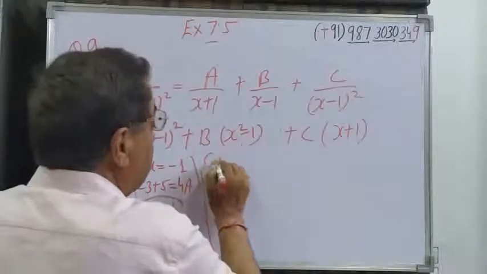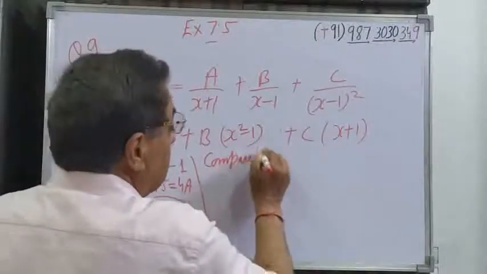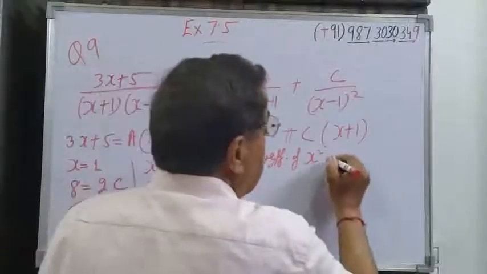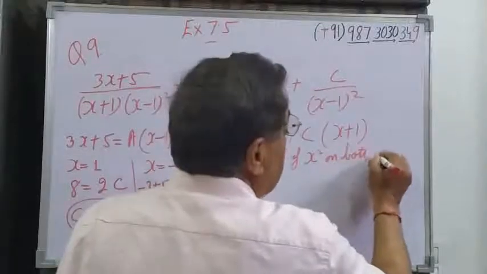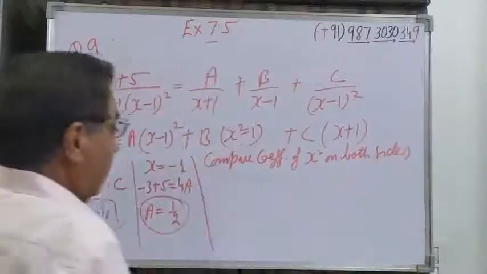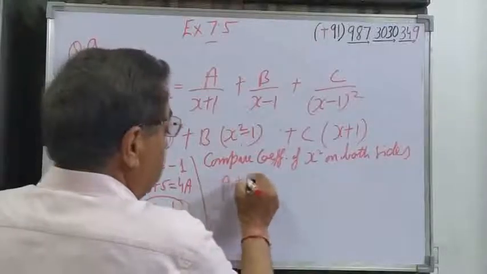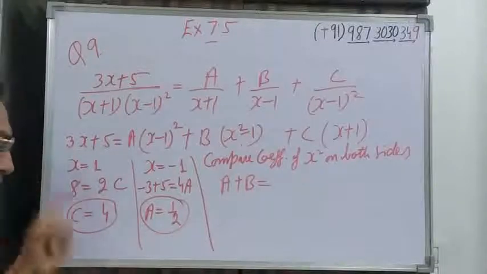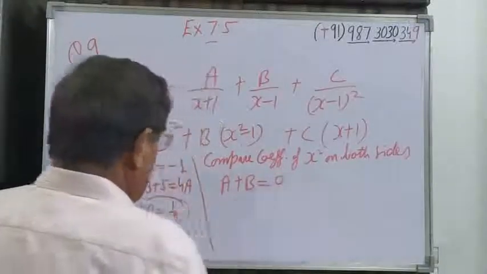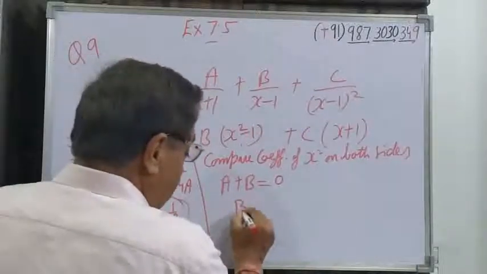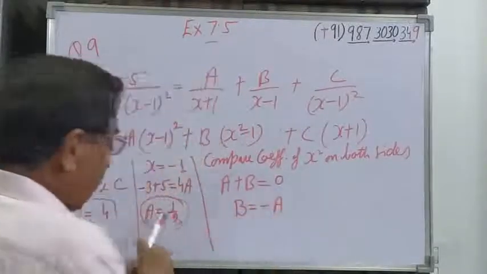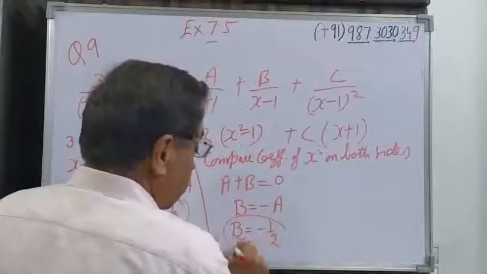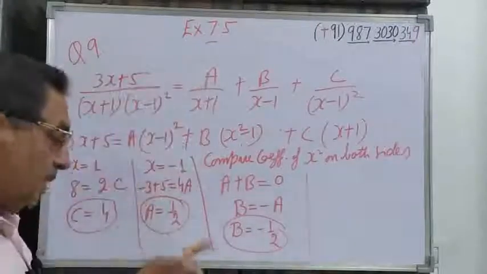Now compare the coefficients of x square on both sides. I get a plus b, and there is no term of x square on the left hand side. That means 0x square, or that is equal to 0. Or you can say b I am getting is equal to minus a, and a is half. So b is minus half. So this is the way I got the value of b also.